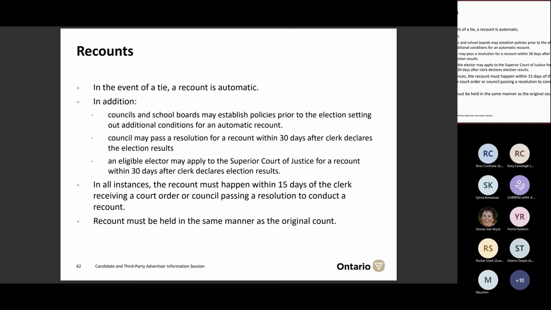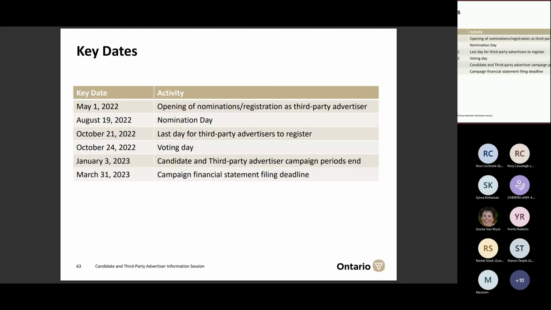Next slide, please. Recounts. A recount is automatic if the vote is tied. Councils and school boards have the option of establishing policies prior to the election that also allow for an automatic recount. Council still retains the option to pass a resolution for a recount within 30 days after the clerk has declared the results of the election. An eligible elector can apply to the courts for a recount within 30 days of the clerk's declarations of the results.